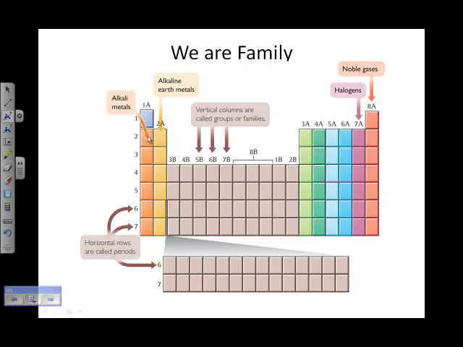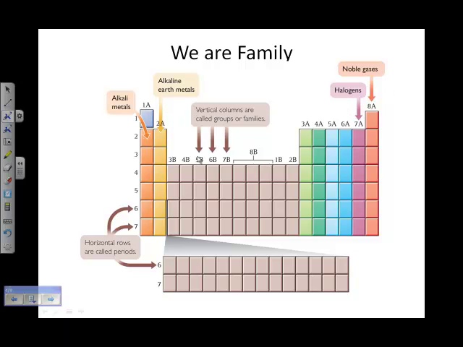What is up with these vertical columns going down? Well, we're going to find out that there are very similar properties of the elements in a vertical column. So like you and your family members, they behave similarly, and that's why we call these families. And you need to learn the names of these families that are labeled here.